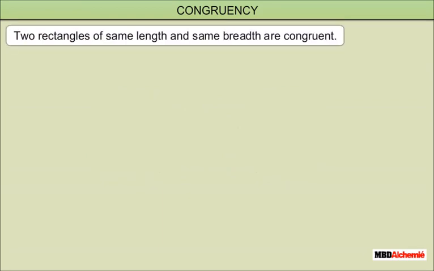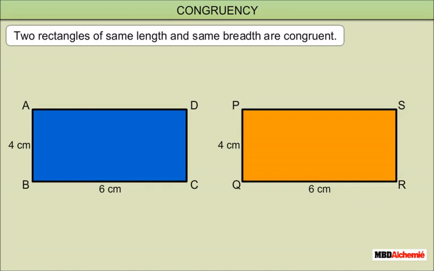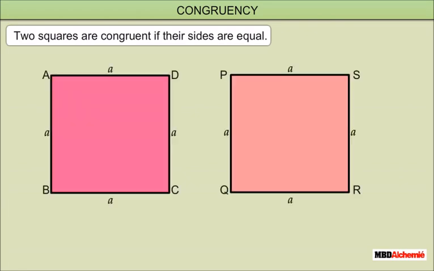Two rectangles of same length and same breadth are congruent. Let the length of rectangle ABCD be 6 cm and its breadth 4 cm, and the length of rectangle PQRS is 6 cm and its breadth is 4 cm. Two squares are congruent if their sides are equal. For example, the squares shown here are of same sides, thus they are congruent.